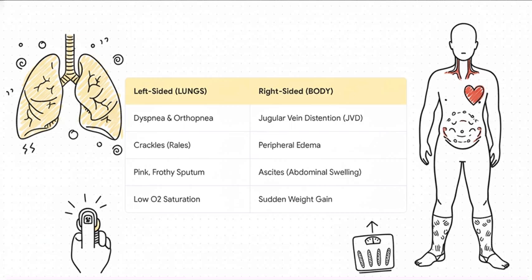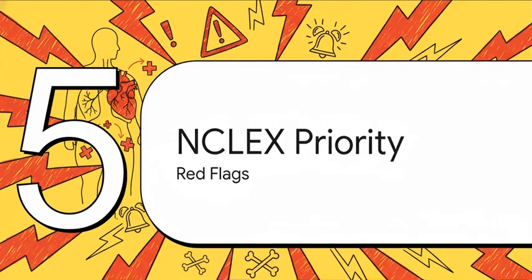Okay, let's repeat that one more time because it's so important. Left equals lungs: dyspnea, crackles, pink sputum. Right equals body: JVD, edema, weight gain. Remember, left hits the lungs first, right hits the rest. You've totally got this. Okay, now let's get into what the NCLEX really wants you to know.